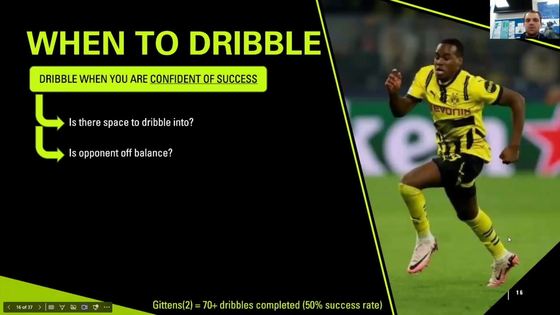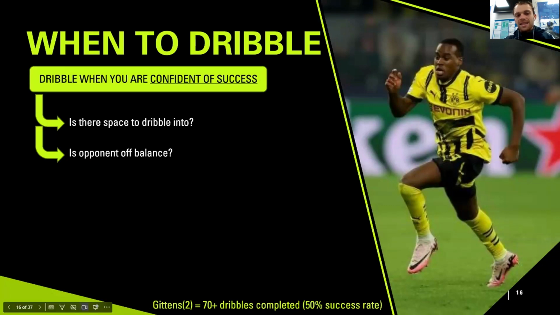So we'll go straight into when to dribble. And similarly to when you want to choose to pass, you want to dribble when you're confident of success. Is there space to dribble into? That will be the first criteria. And the second one is, is the opponent off balance? And if he's off balance and if there's space behind or to the sides of the defender, then it's a good decision to dribble the ball.